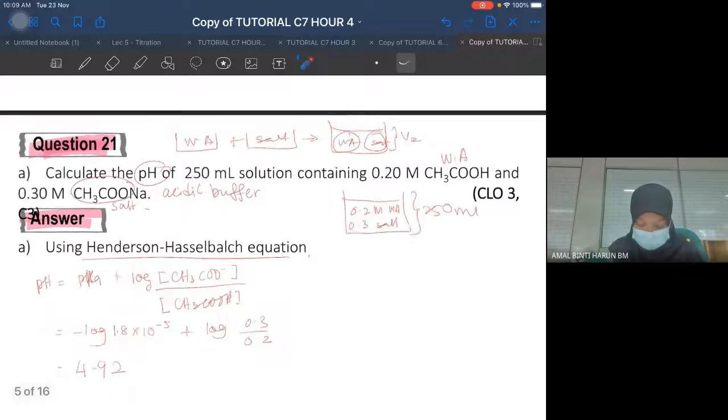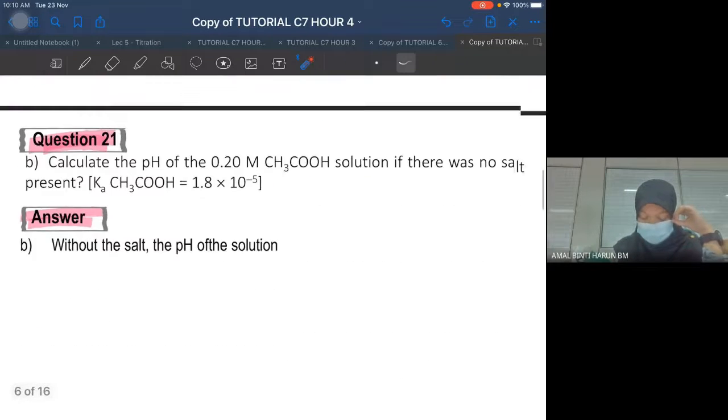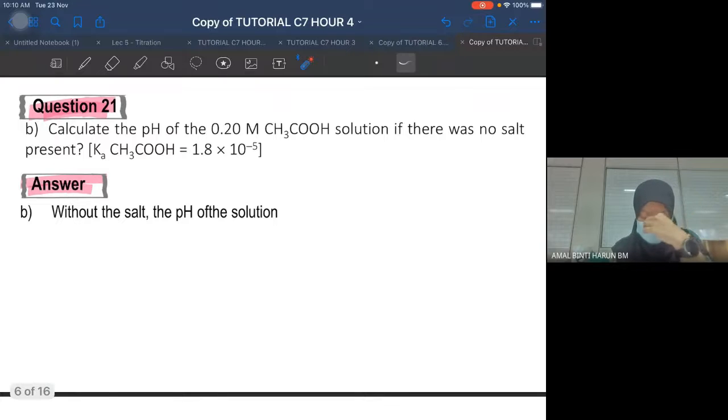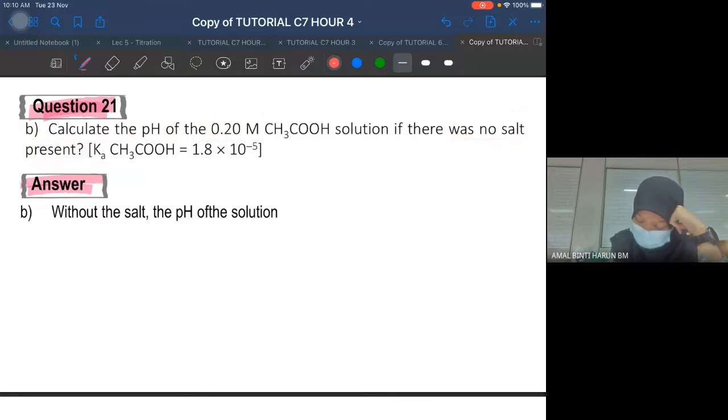Right. So I proceed with question 1B. Calculate the pH of 0.2 molar acid if there was no salt present. So if there is no salt, is it a buffer? It is not a buffer. So what is it? It is only a weak acid. Weak acid only.